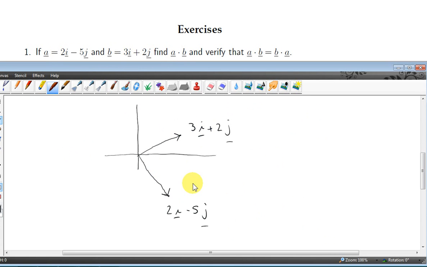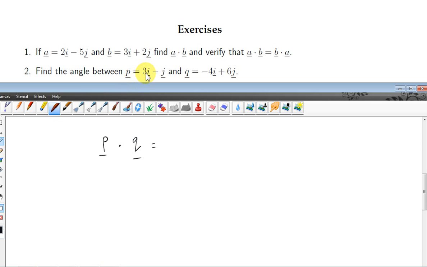Now, since the dot product of these two vectors came out to be negative, that tells us that this angle in here must actually be greater than 90 degrees, because the cos of an angle that lies between 90 degrees and 180 degrees is negative.